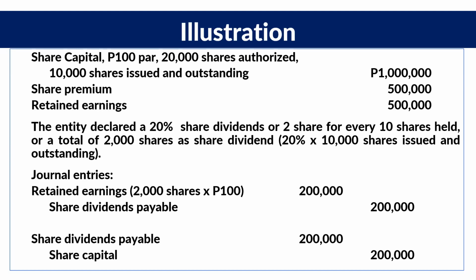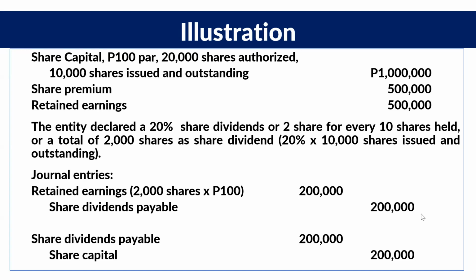So, since this is 20%, this is considered as a large share dividend. And sabi natin, pag large share dividend, mag-base tayo sa par value. So, yung 2,000 shares na to, i-multiply natin sa par value ng share, which is 100. So, the retained earnings should be debited at 200,000. And then, credit natin yung share dividends payable at 200,000.